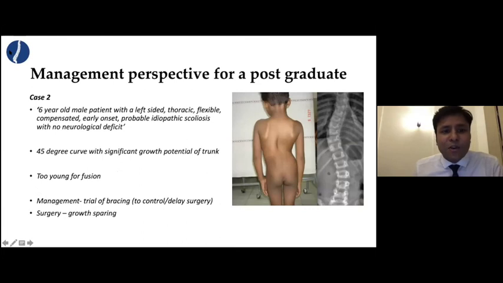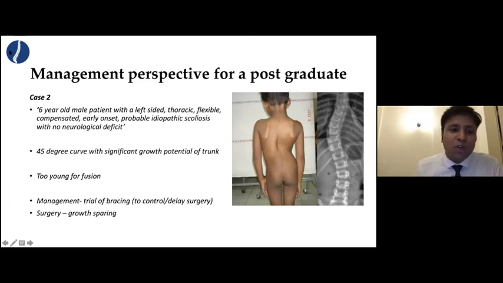This is a 60-year-old male patient with a left-sided, thoracic, flexible, compensated, early onset, probable idiopathic scoliosis and no neurological deficit. It's a 45-degree curve, and there is significant growth of the trunk left. This curve is likely to progress. But can you fuse it? Now, this patient is too young for fusion because he hasn't yet achieved the truncal height required for normal growth of the lungs and normal breathing later on in life.